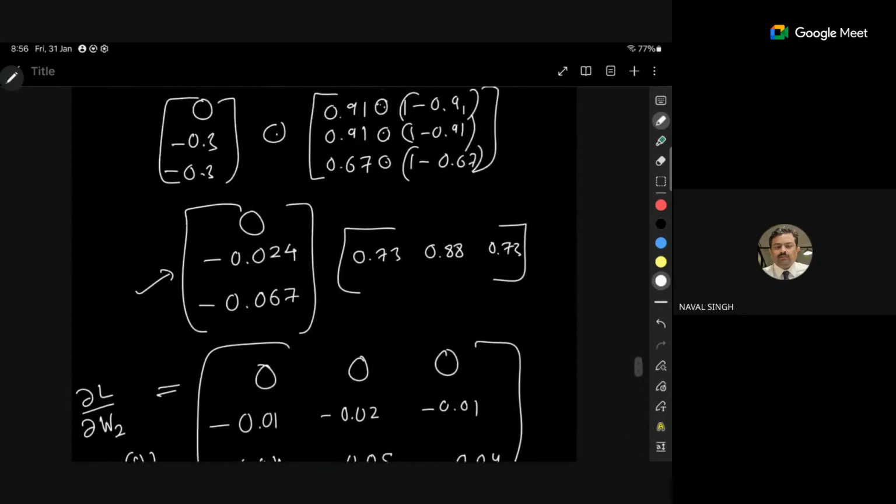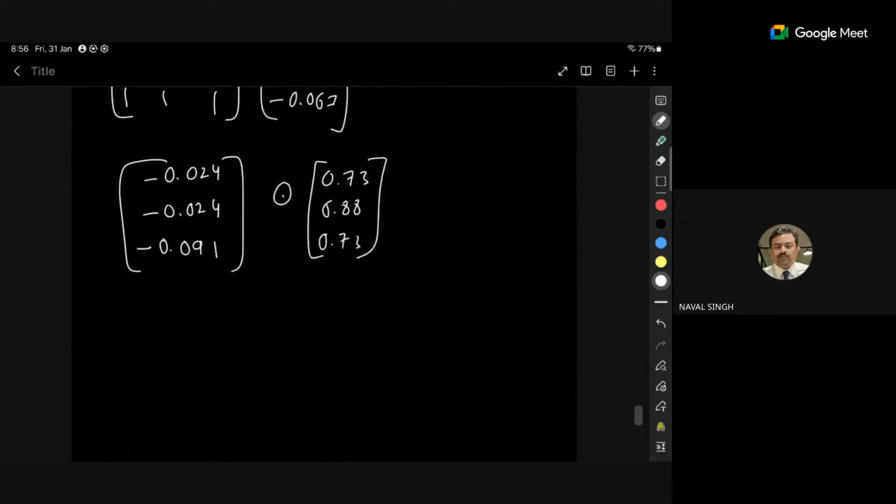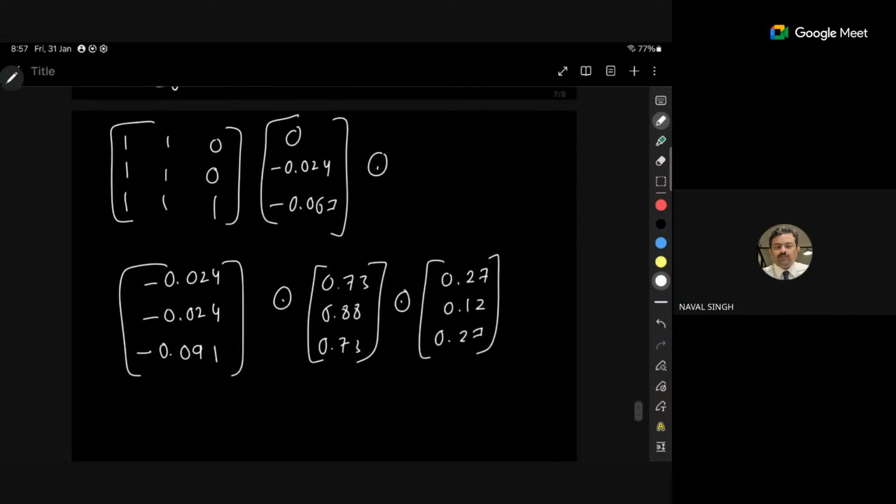Like 1 minus whatever. Yeah. So this part, then element wise multiplication with 1 minus h, which is 0.27, 0.12, and 0.27. So this part, and then I have to take x transpose. I think it was 101.